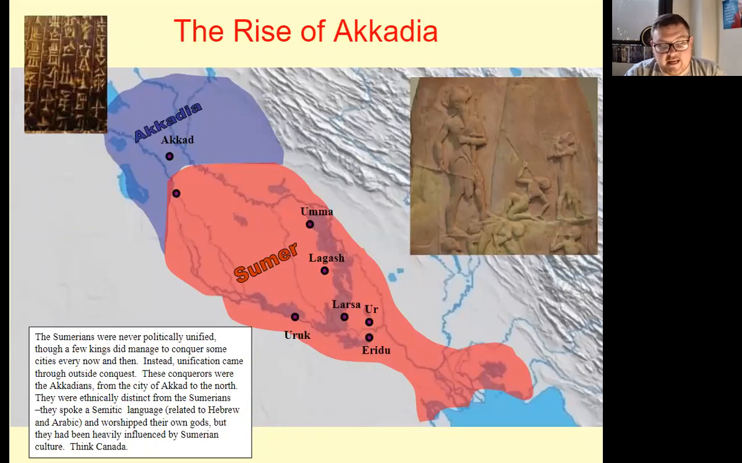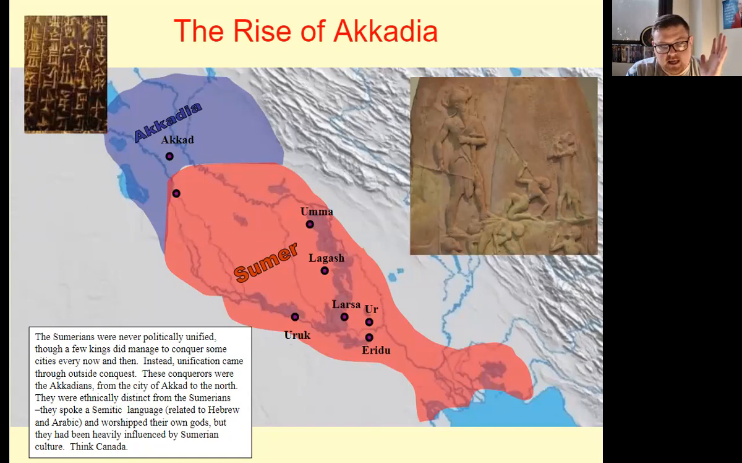So this is the rise of Akkad. The Sumerians were never politically unified, right? We talked about this: city-states. Though a few kings did manage to conquer some cities every now and then, instead this unification came through outside conquests. So the Akkadians lived in Akkad, which was their capital, a little bit further northwest of Sumer.